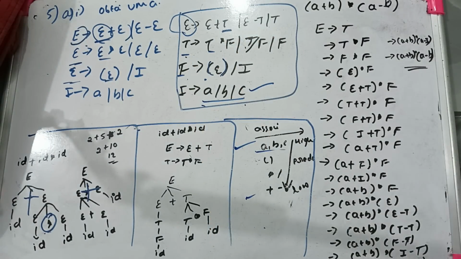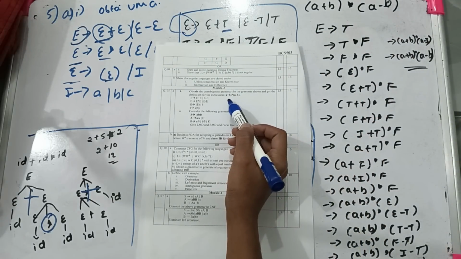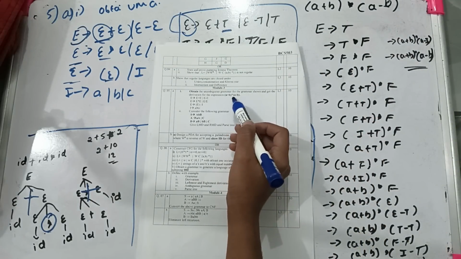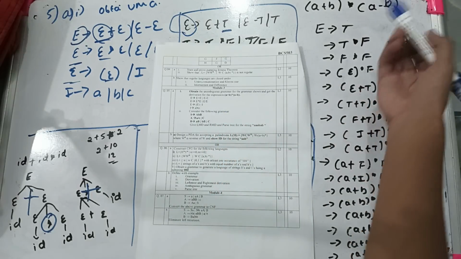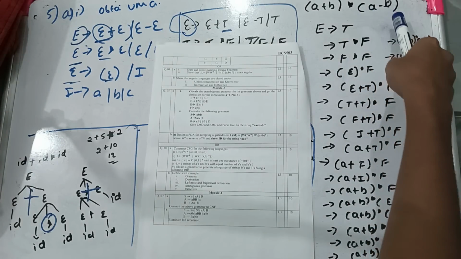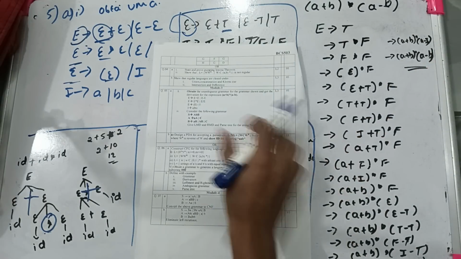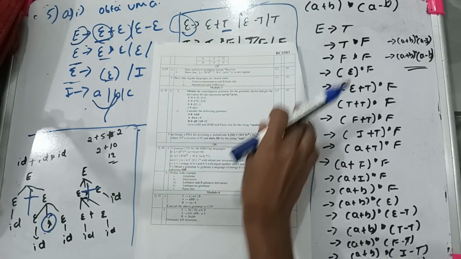Okay, and after that they are asking to write the derivation for the expression. This is nothing but just a substitution process, (a plus b) whole star (a minus b) there, and don't use this ambiguous grammar, use this unambiguous grammar.